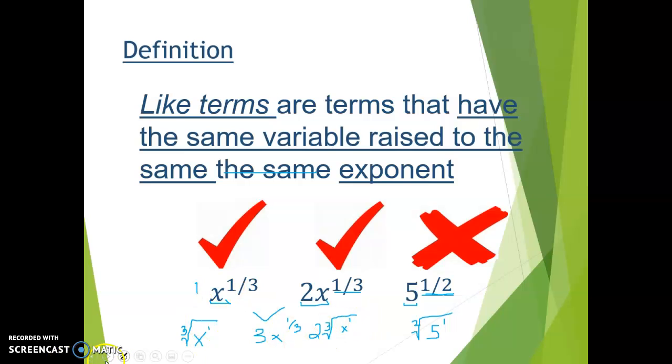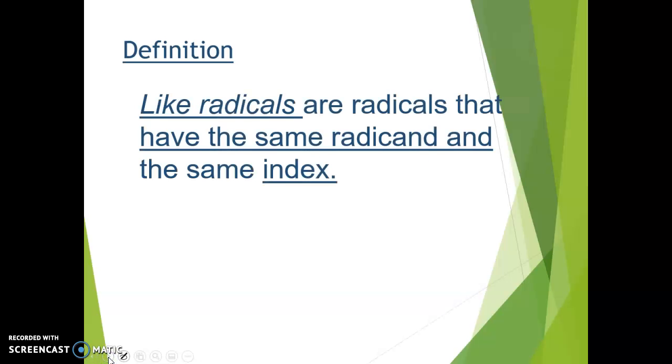The same rules apply when we combine our radicals. Like radicals are radicals that have the same radicand and the same index. So we have the cubed root of 3x, cubed root of x, and square root of 5. If we're looking at our definition here, they have to have the same radicand and the same index. Well, these two have the same index, but not the same radicand. So we would not be able to combine those. This 5 has a totally different index and a totally different radicand.